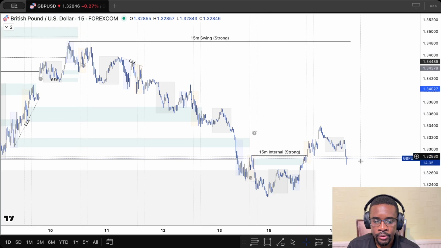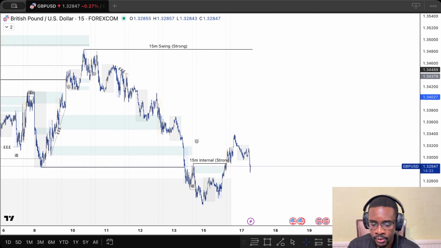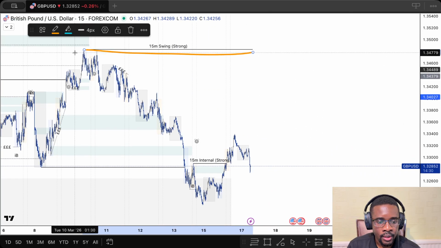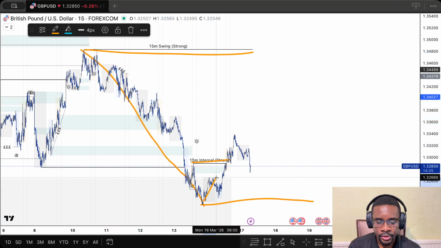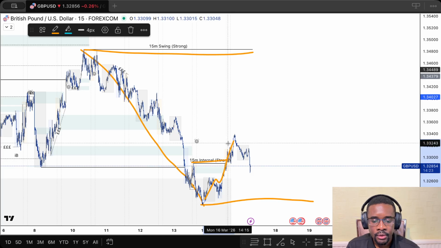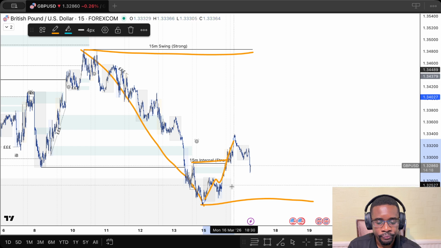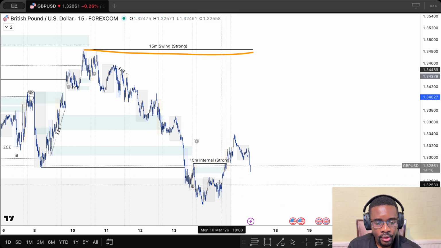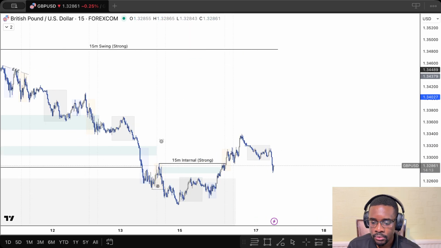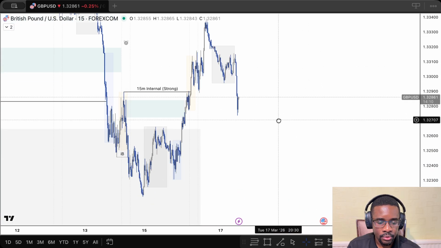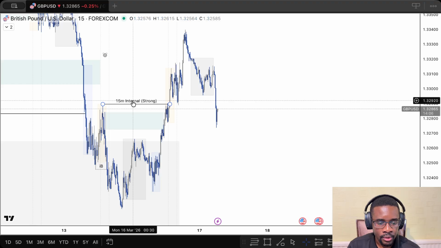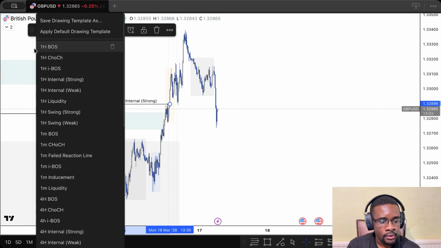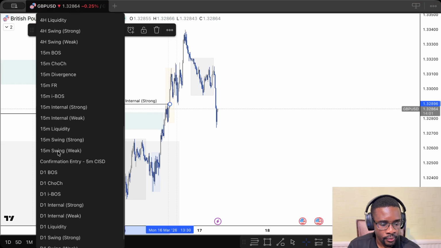So we have a swing range on the 15-minute. This is a swing high to swing low. We've had an internal breakout structure. So price internally has changed character bullish. Let's see. This becomes our new range. Our internal strong high has been broken. So 15.